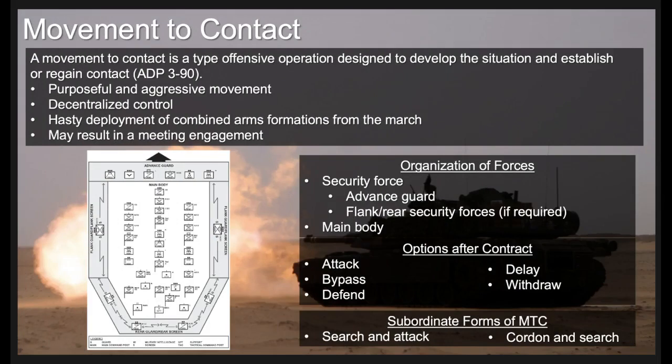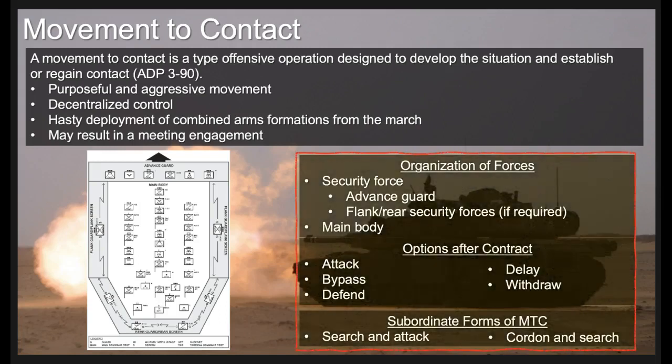Let's quickly review offensive operations. An attack is an operation aimed at decimating enemy forces, capturing and securing terrain, or achieving a combination of both objectives. On your screen, the basics of a movement to contact is depicted. This type of offensive operation is embarked upon when the enemy's exact location or strength is not known. It is essentially a maneuver designed to gain or regain contact with the enemy.